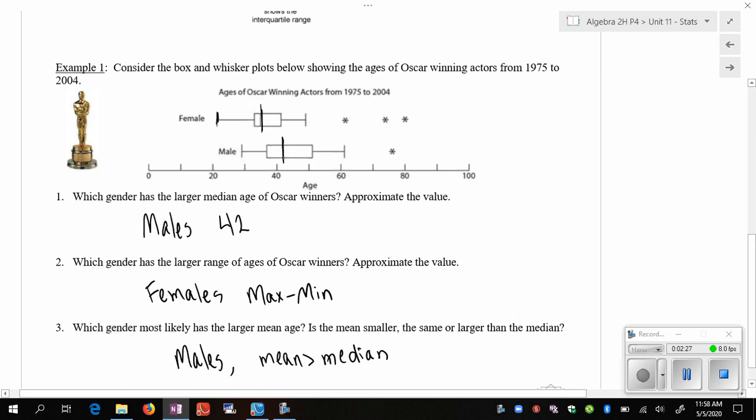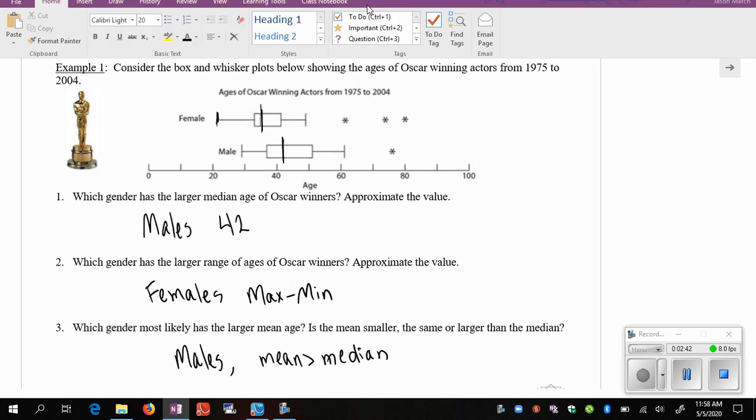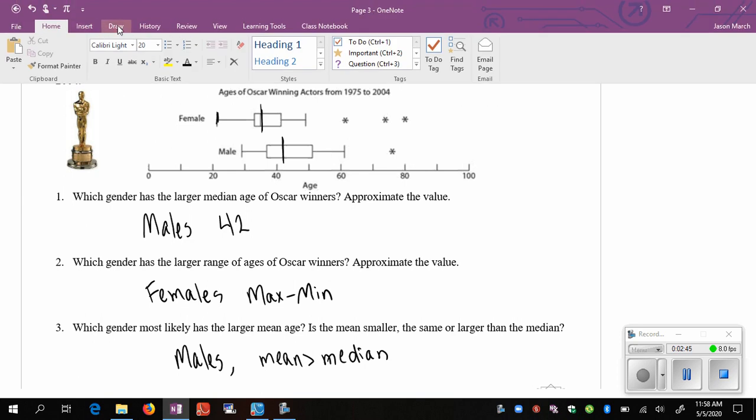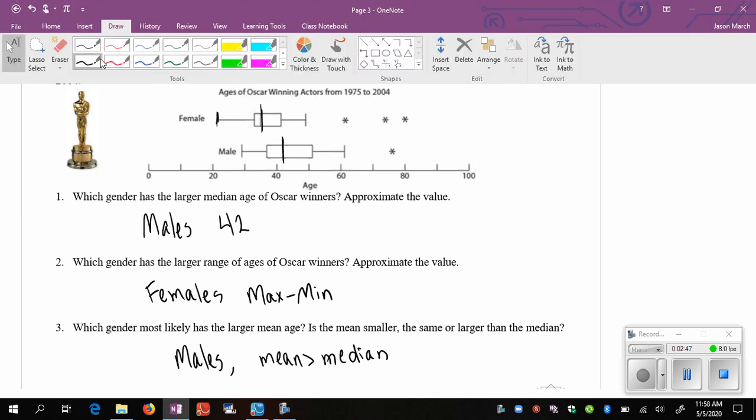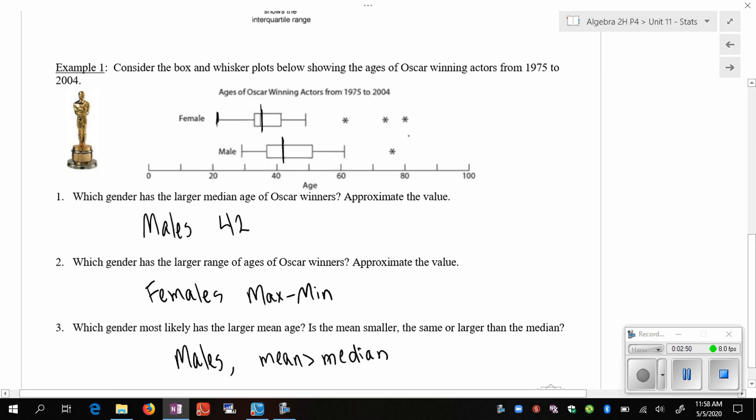Which gender has the larger range of ages of Oscar winners? So if I take the females and I do the max minus the min for this example, the highest or maximum value looks like it's at 80. And the minimum, if I had to estimate, looks like it's about 21. So if I do 80 minus 21, that's going to be 59. So that's the range there.